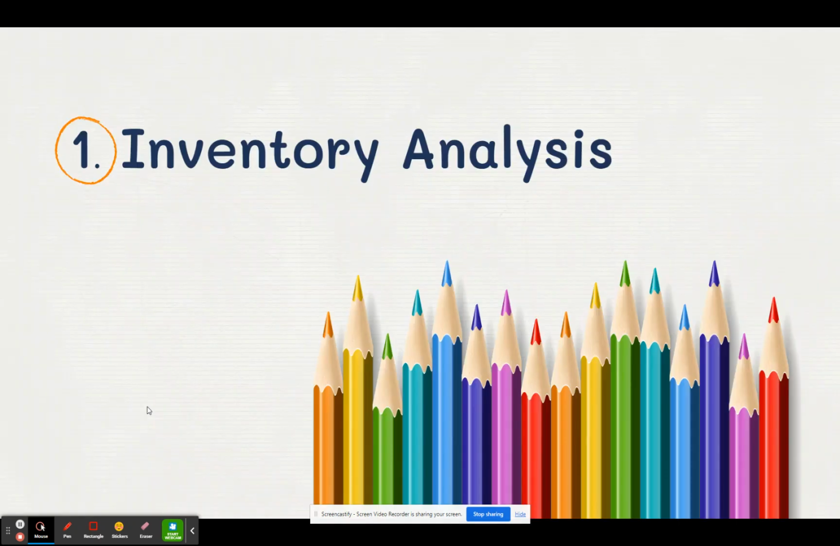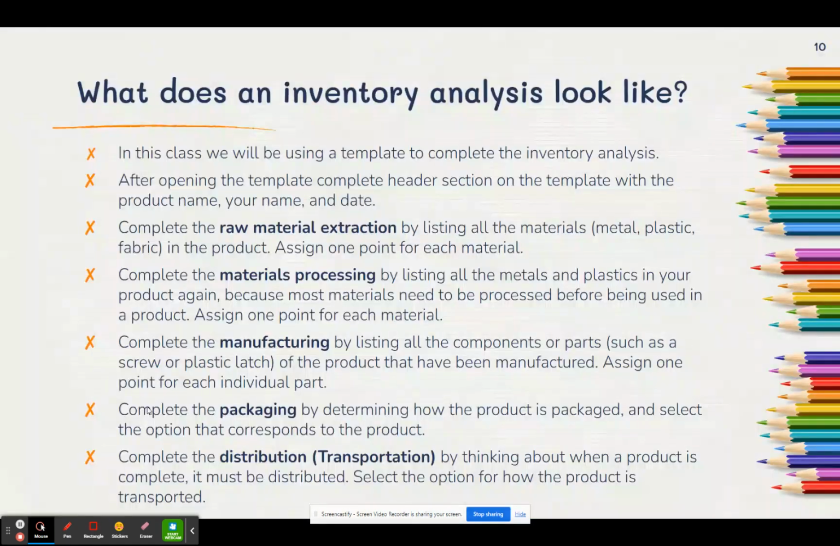So the first step is that inventory analysis. Okay. In this class, we're going to be providing you with a template to use to complete your inventory analysis. And after you open that template, the first step will always be to complete the header section on the template with your product name, your name, and the date. You'll then go through the raw material extraction, materials processing, manufacturing, packaging, and distribution areas of that sheet. Okay. In the raw material extraction, you'll list all of the materials, whether it's metal, plastic, fabric, that are in the product. And then you assign 1 point for each material.